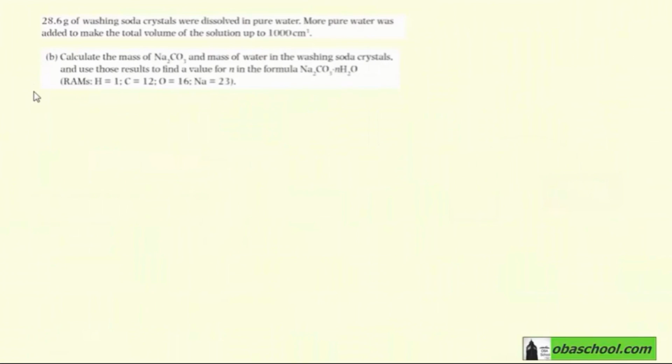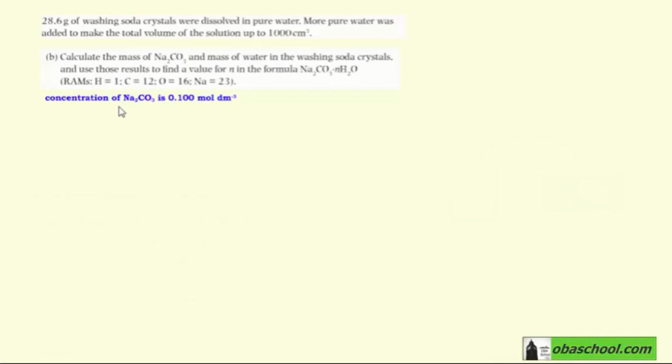After solving part A of this problem, we're going to solve part B. Calculate the mass of sodium carbonate and mass of water in the washing soda crystals. So first of all, we want to calculate the mass of sodium carbonate and the mass of water, and then use these results to find N in the formula. So let's write down the concentration of sodium carbonate we already calculated in part A.